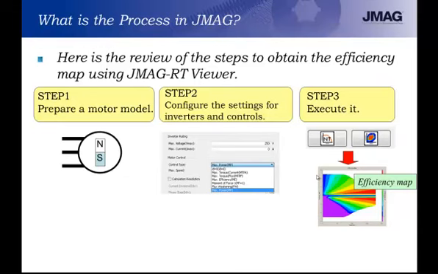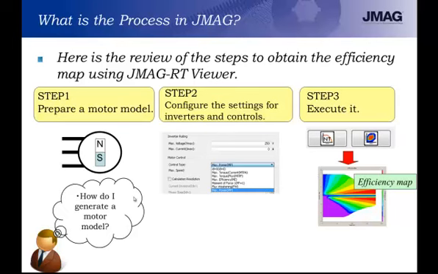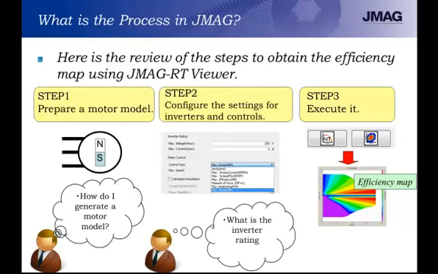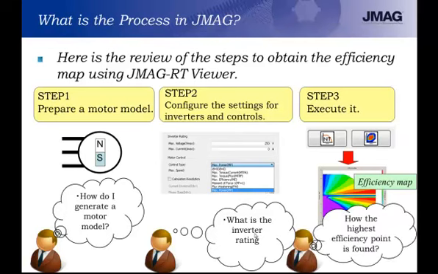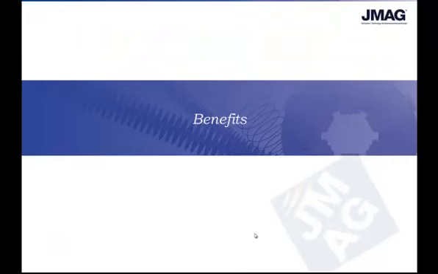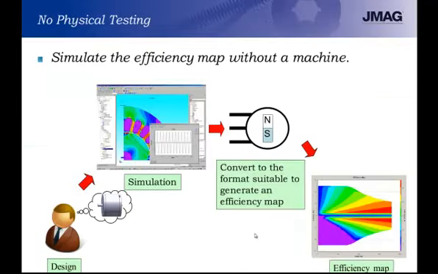This all seems very easy right now, but I'm sure you have some questions going through your mind. Perhaps, how do I generate a motor model? Or, how do I set the inverter rating? Or even, how is the highest efficiency point calculated in JMAG? Well, over the next few slides, we'll answer some of these questions and demonstrate how JMAG can be used to create an efficiency map. But first, let's talk a little bit about the benefits of using JMAG.